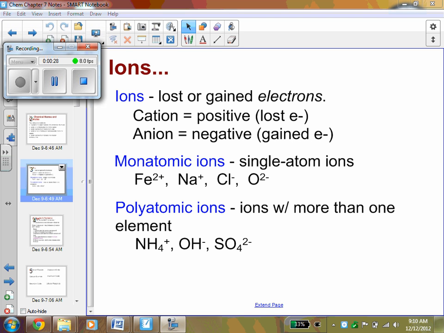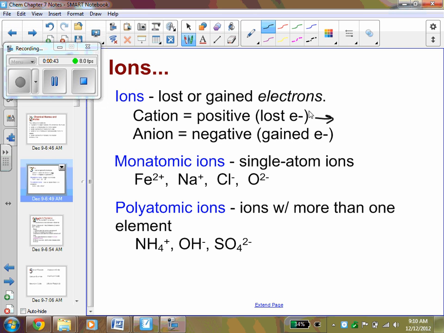Ions are atoms that have lost or gained electrons. A cation is anything that has lost electrons, so therefore it's positive. An anion is anything that has gained electrons, therefore it's negative. Now, cations, just as a little tip here, tend to be metals. Not tend to be, metals become cations. And then the nonmetals will at least become our monatomic anions.